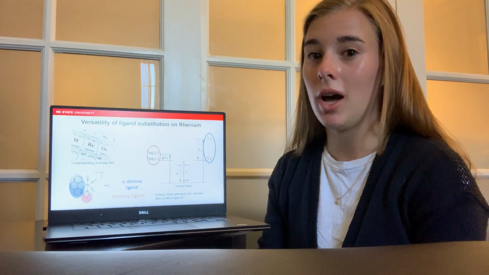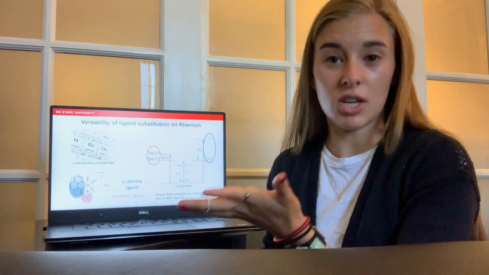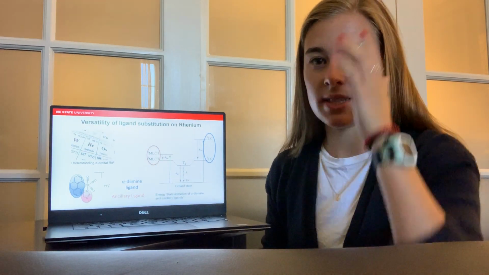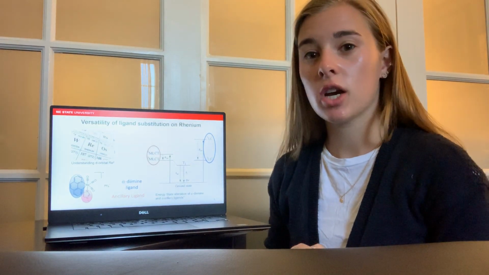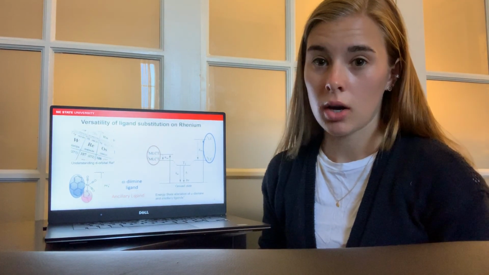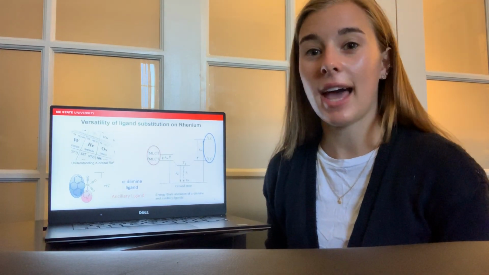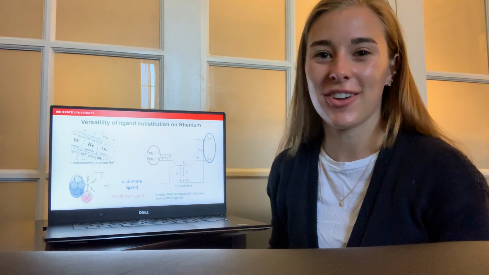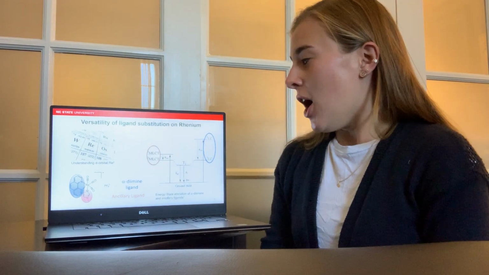It's also known that for tricarbonyl additions for rhenium complexes, the pi back bonding that occurs on the rhenium metal is very strong, stronger than any other transition metal that you'll see. So that's also another reason it's chosen other than any other transition metal.